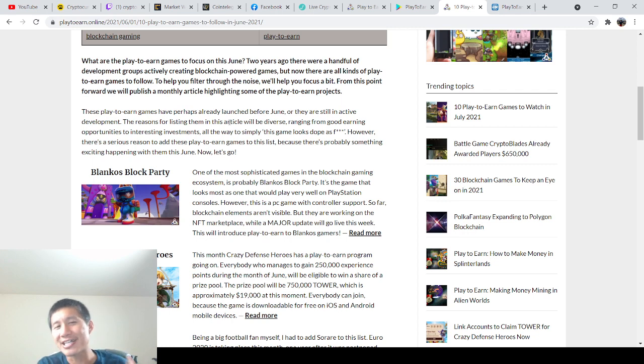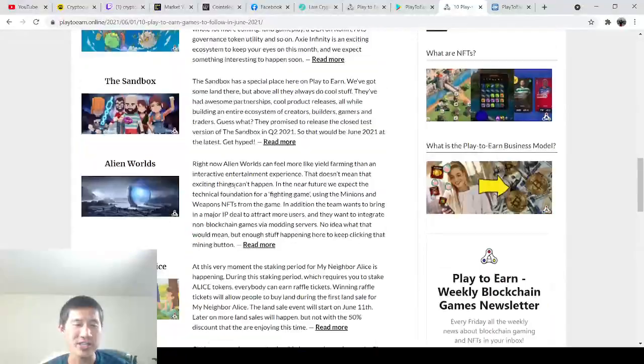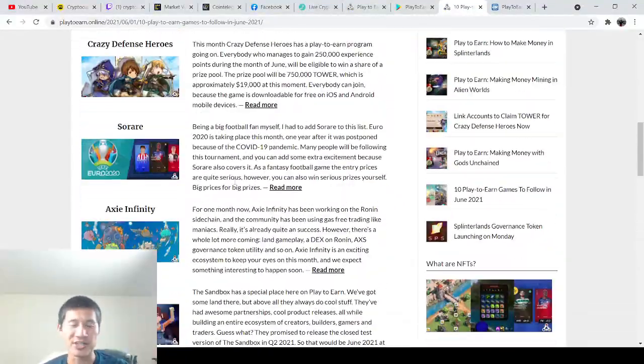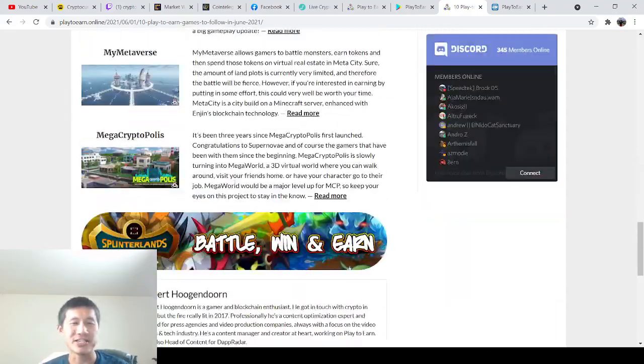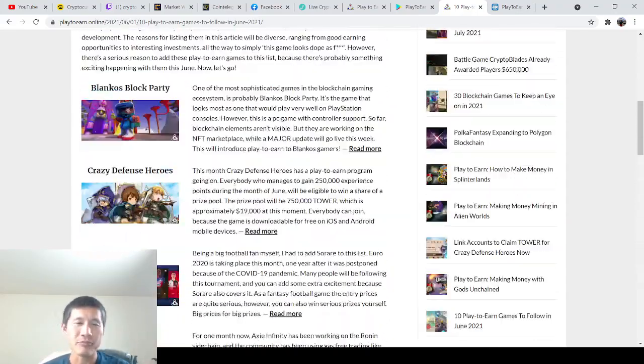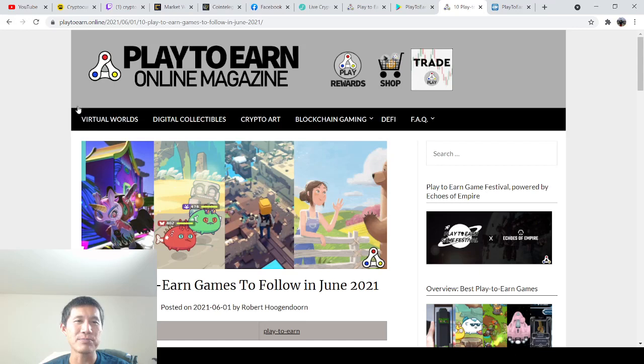That's not true in the United States, because our salary wages are much higher than those in the Philippines. But if you're a kid, you want to make some coins, and you like gaming, then take a look at some of these games where you can actually make some money and play at the same time. This is like the 10 play to earn games to follow in June 2021.